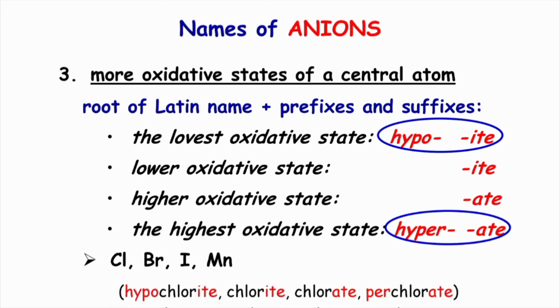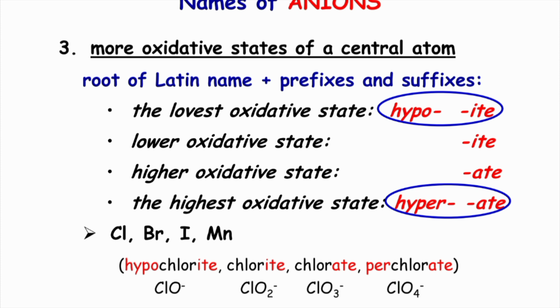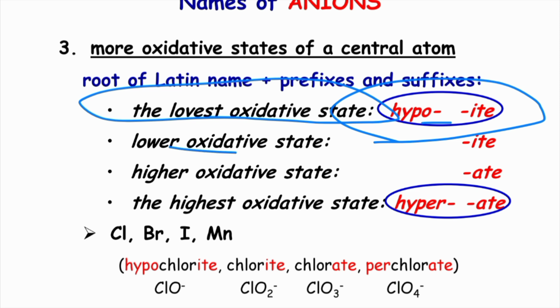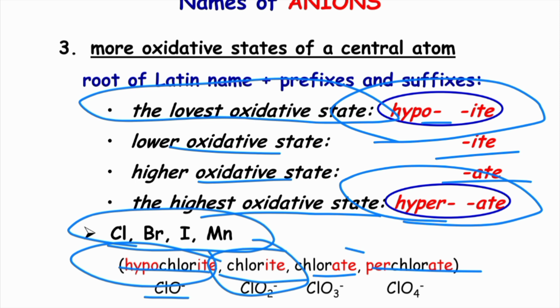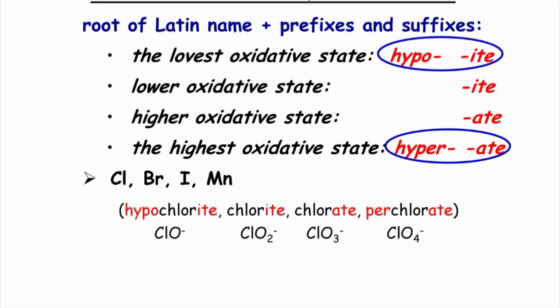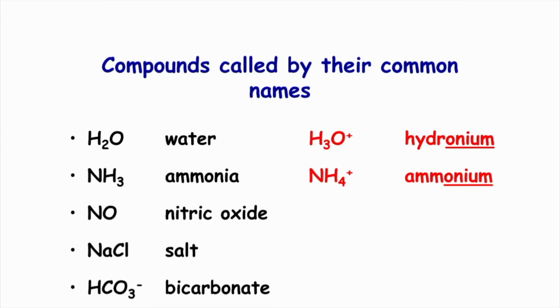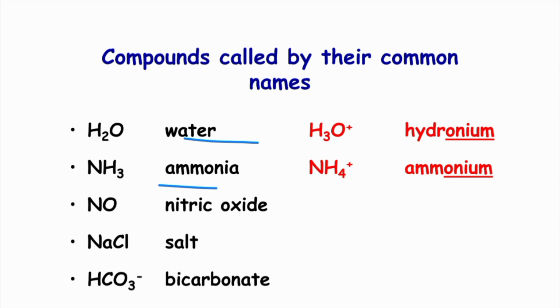More oxidation states of the central atom: you can say the lowest oxidation state in which it occurs is hypo-, lower oxidation state is -ite, higher oxidation state is -ate, and the highest oxidation state is per-...-ate. For chlorine: hypochlorite, chlorite, chlorate, and perchlorate. You can see here, lowest is hypochlorite, lower is chlorite, chlorate is higher, and perchlorate is the highest. Compounds called by their common names: water, ammonia, nitric oxide, salt, bicarbonate, hydronium, and ammonium.